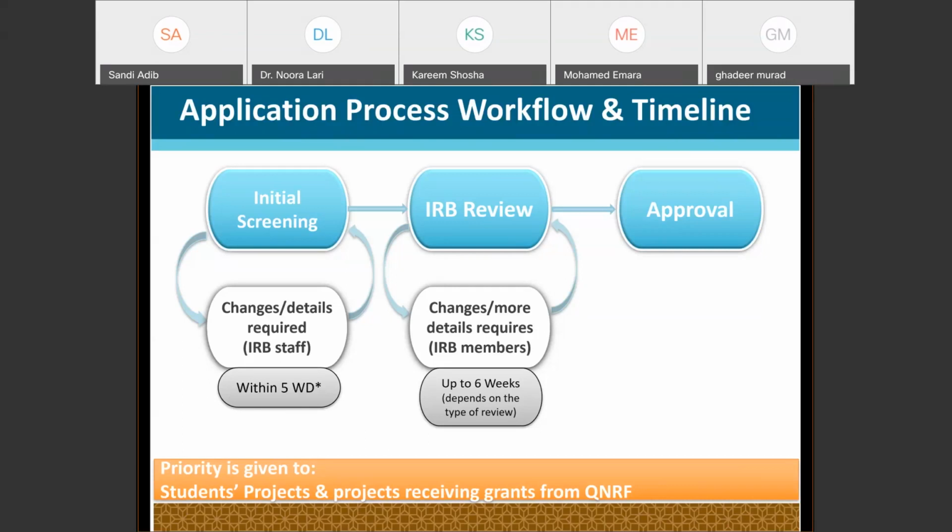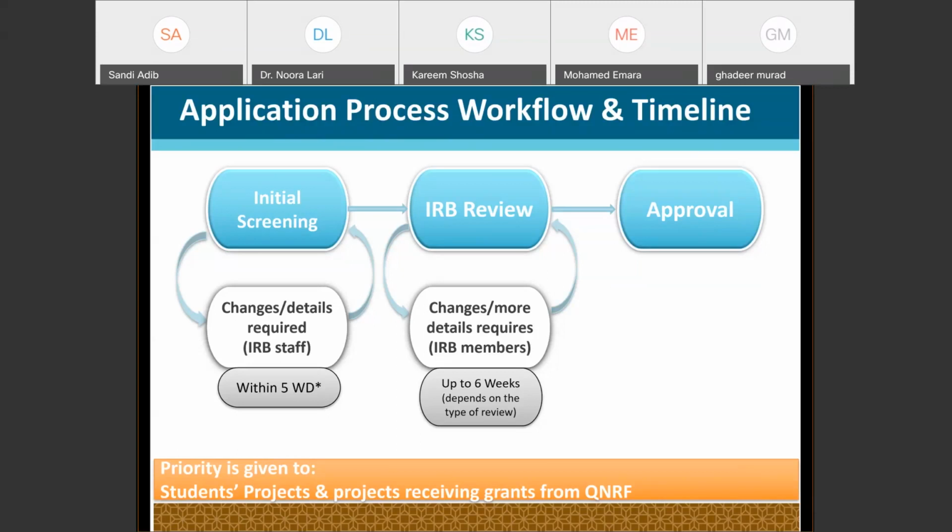It is really important to mention that priority is given to student projects, because we know that there are deadlines for students' projects, capstone projects, and also graduate students' thesis projects. For the projects receiving grants from QNRF, we are in close contact with the research support office, where they always provide us with the deadlines that QNRF gives for submitting approval letters after you are awarded the grant.